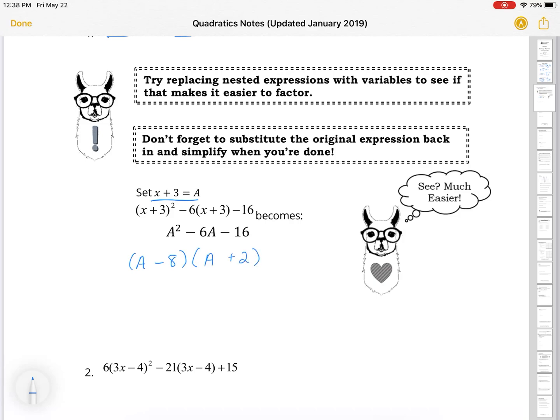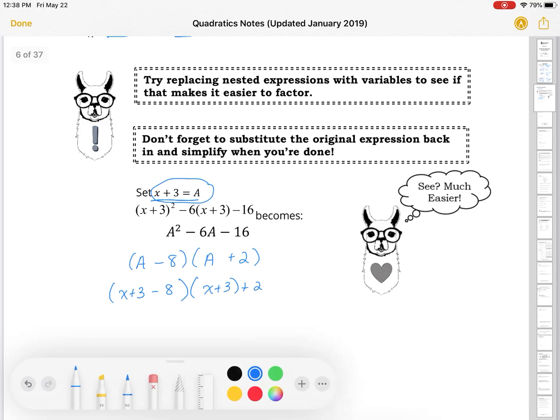Now, I'm not done. I have to resubstitute in for A, my x plus 3. So anywhere I have that capital A, I substitute in an x plus 3. Oops.